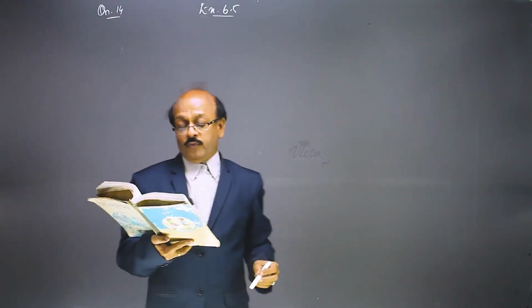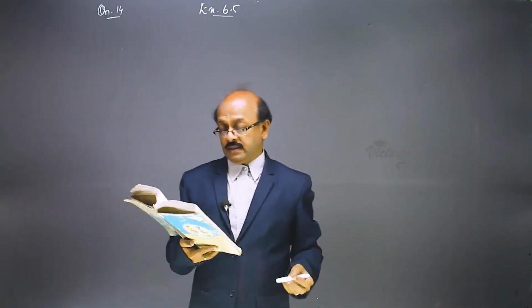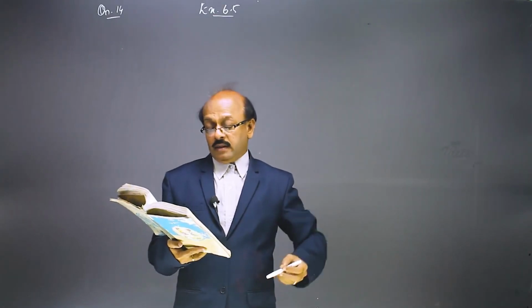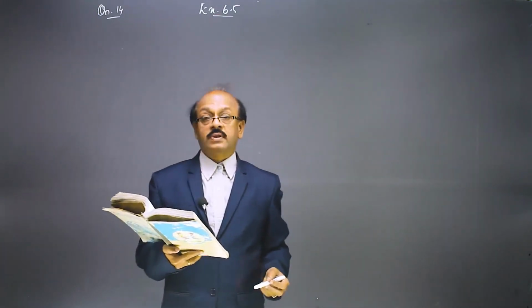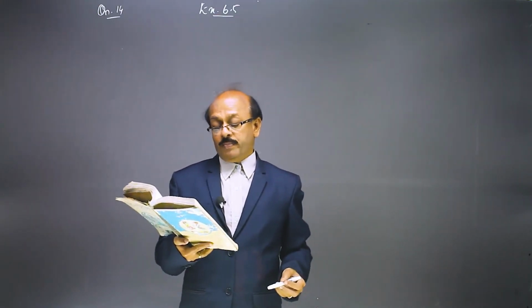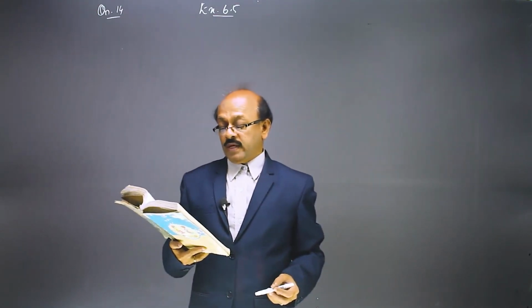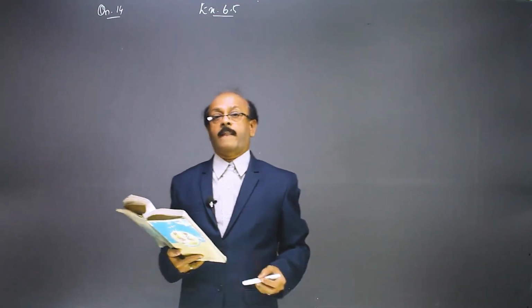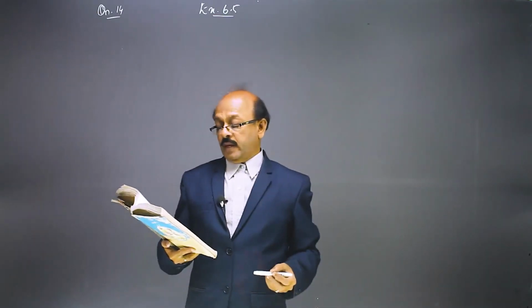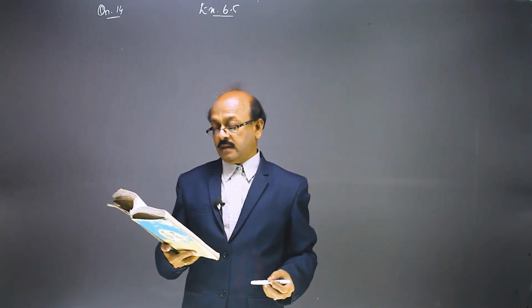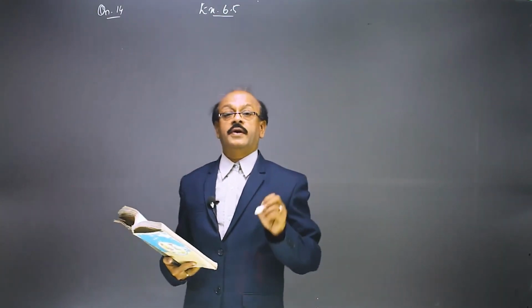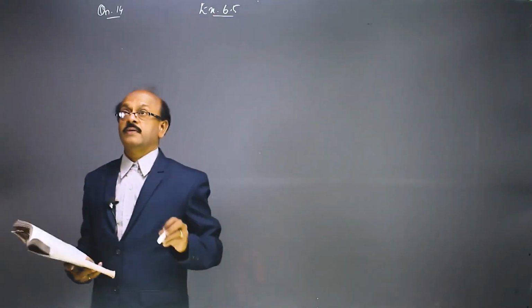Question number 14. This is also a very good question to be proved. The question is, the perpendicular from A on side BC of triangle ABC intersects BC at D such that DB is equal to 3CD. Prove that 2AB square is equal to 2AC square plus BC square, and the figure is given. One condition is given, that is DB is equal to 3CD.